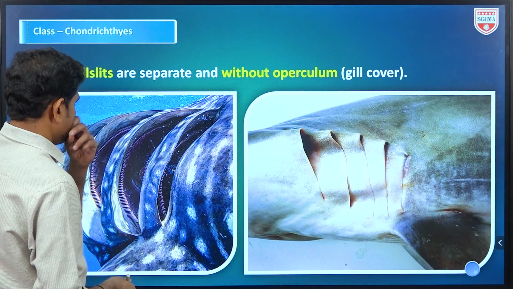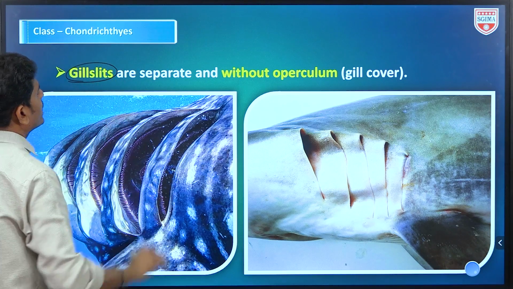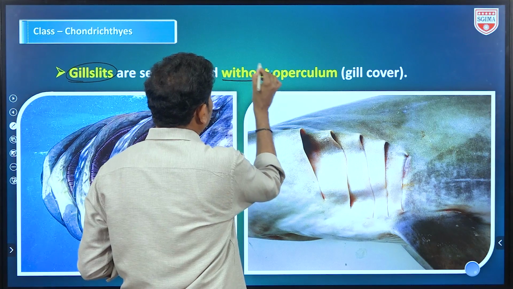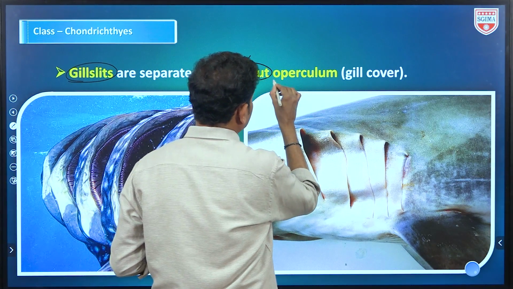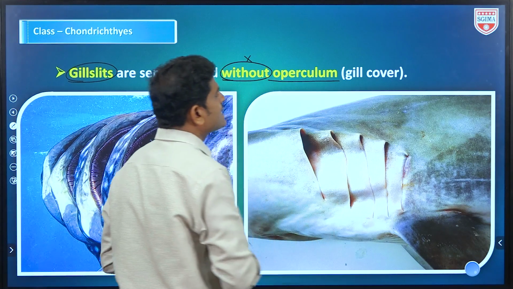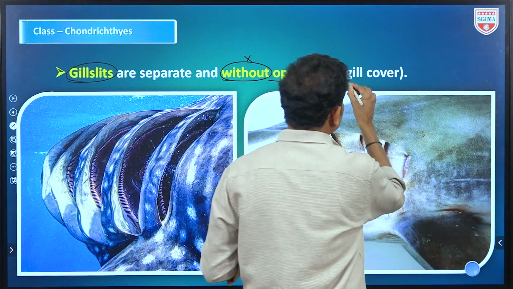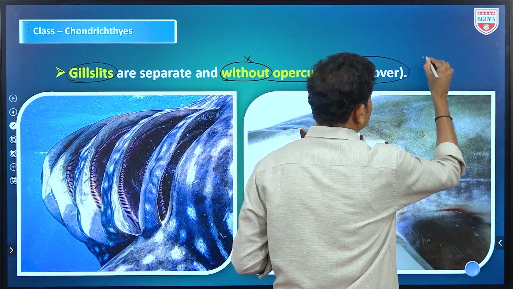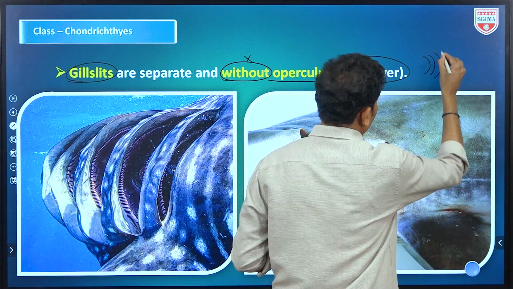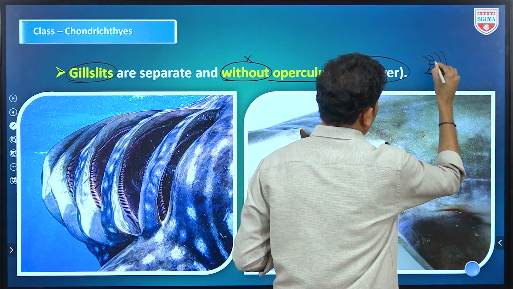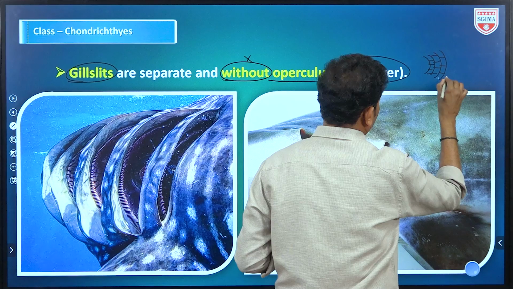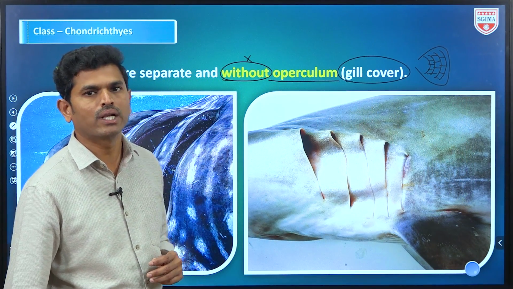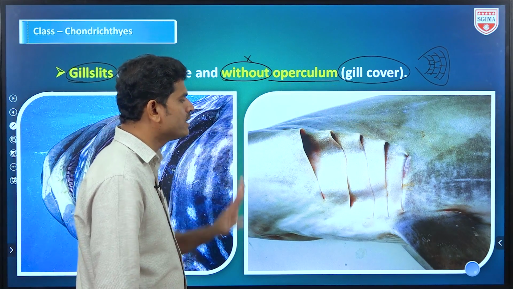Now, gill slits. Gill slits, not gills. Gill slits are separate and without बोले तो क्या है? Absent. Without operculum. Operculum is not present. Operculum बोले तो क्या है? गिल कवर बोलते, gill cover. So gills are originally arranged as lamellae, like gill lamellae. ये gill lamellae को layers जैसा leaf-like structures इसको cover करके एक bony plate होते, that is called an operculum. So this operculum is absent in these organisms.